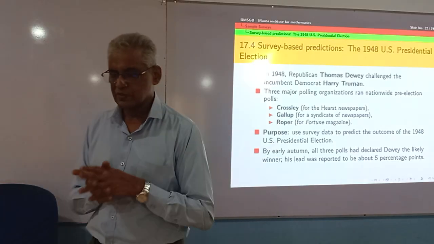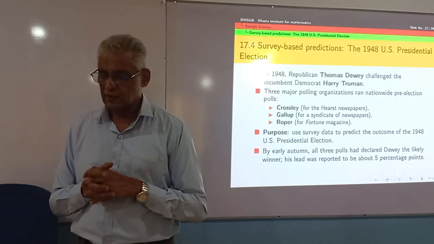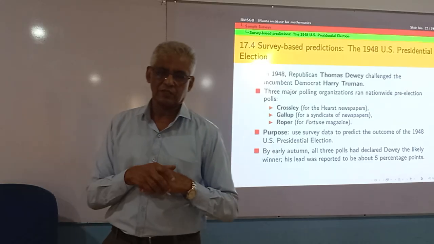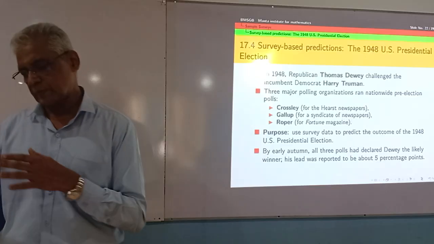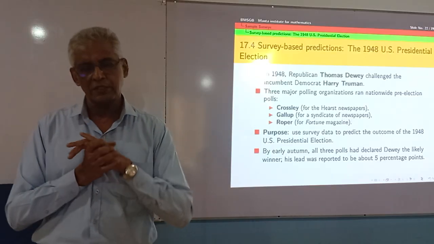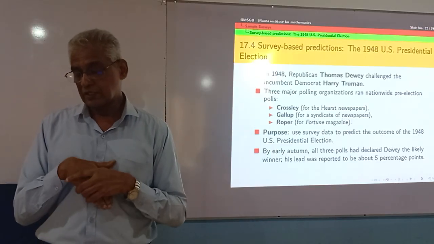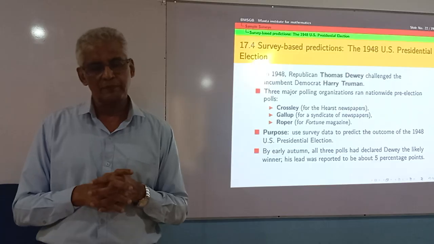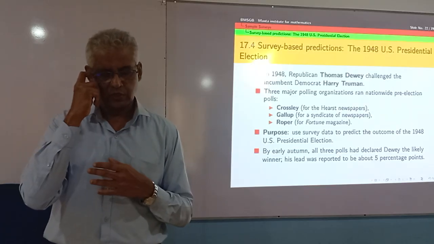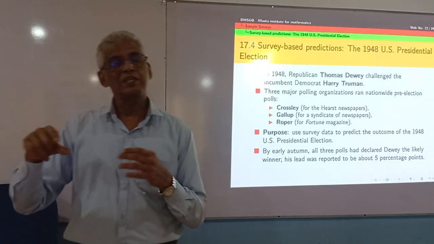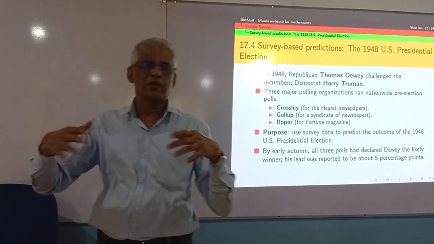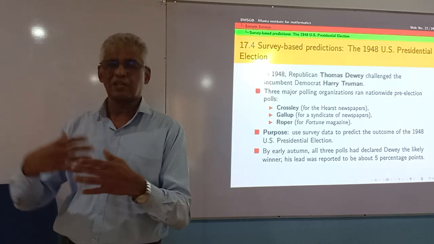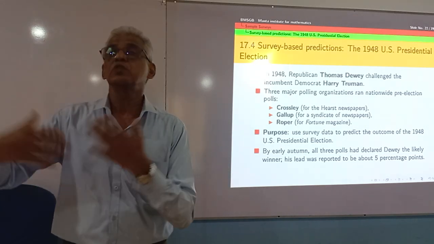For example, what happens in this one was Dewey. Usually rich people were favoring Dewey, the poor people were favoring Truman. But when they selected the people using quota sampling, most of the interviewers selected rich people. One reason was they were willing to talk to these people.